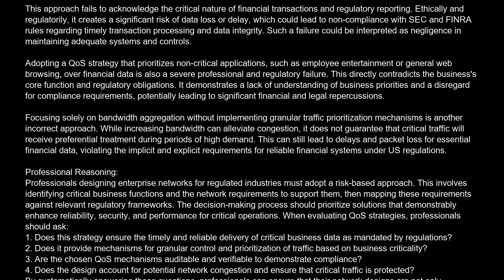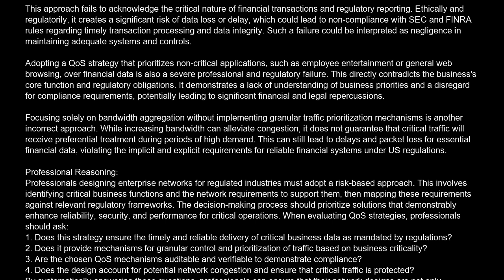regulations. Professional reasoning. Professionals designing enterprise networks for regulated industries must adopt a risk-based approach. This involves identifying critical business functions and the network requirements to support them, then mapping these requirements against relevant regulatory frameworks. The decision-making process should prioritize solutions that demonstrably enhance reliability, security, and performance for critical operations.